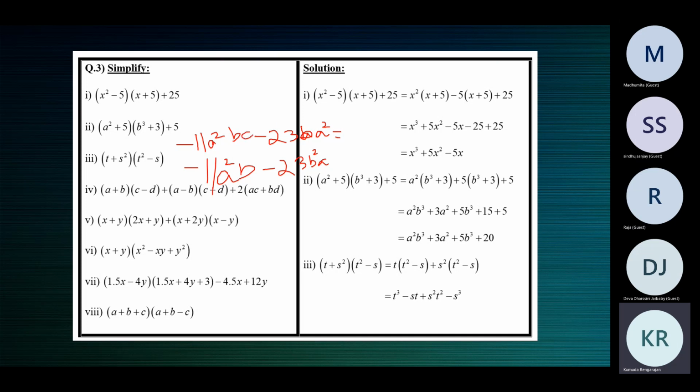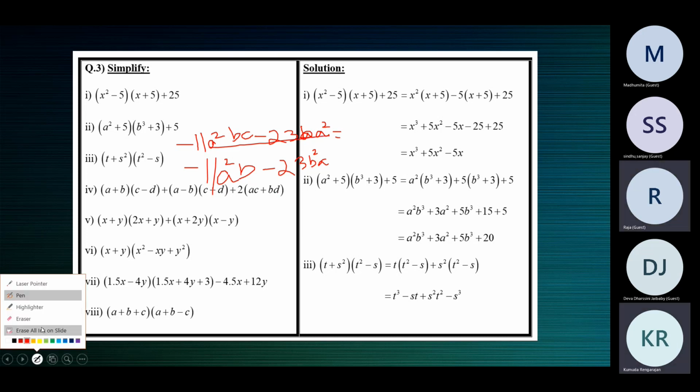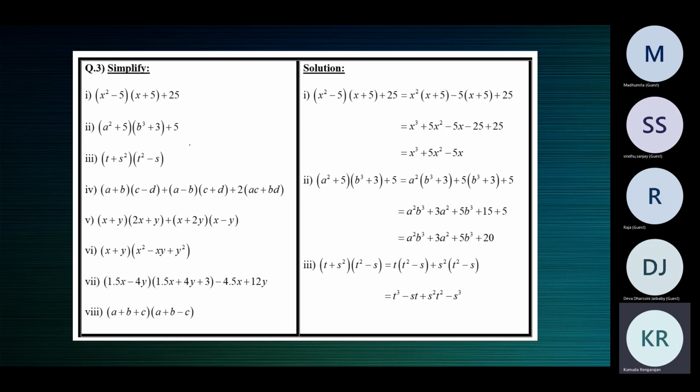See, now supposing I put a C here. Yes, ma'am. There is no C in the second term. Yeah, there is no C here. So then they're not like terms. Yes, ma'am. So Raja, now answer this question.